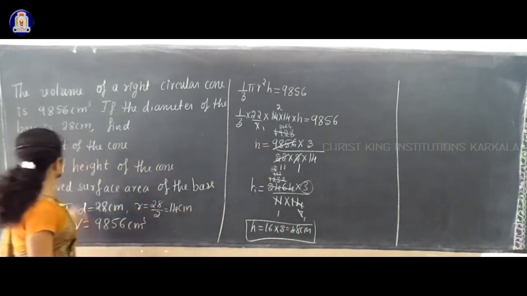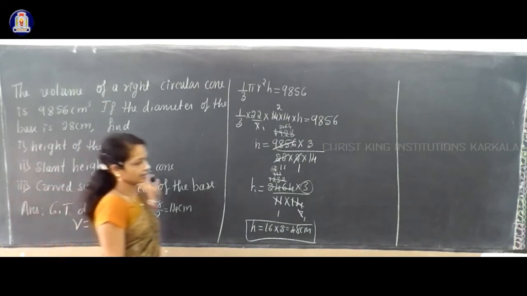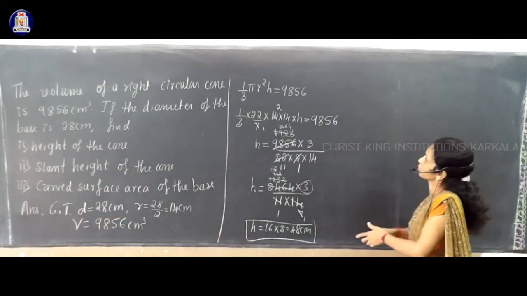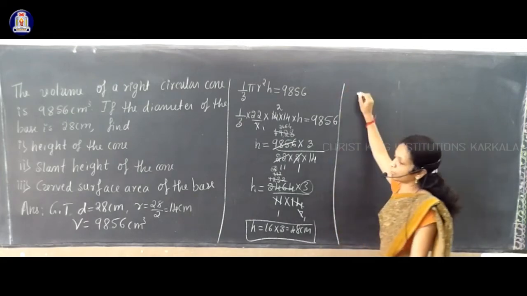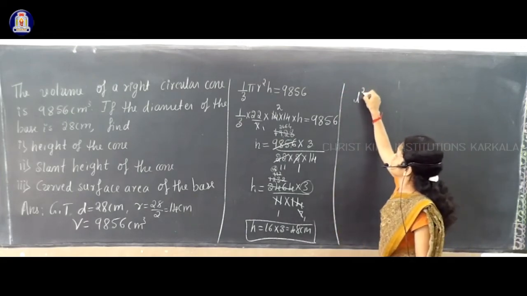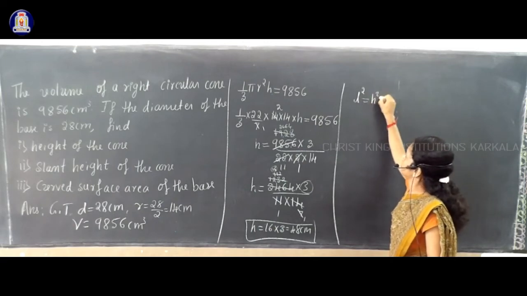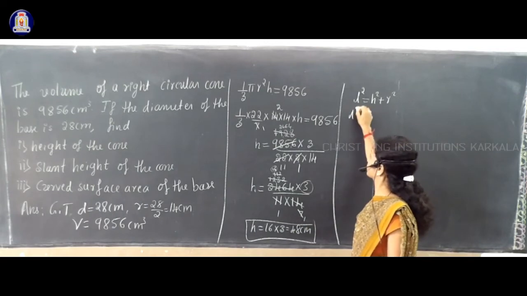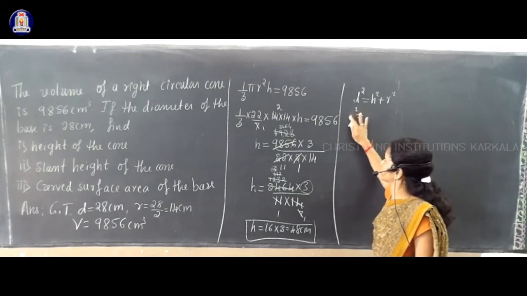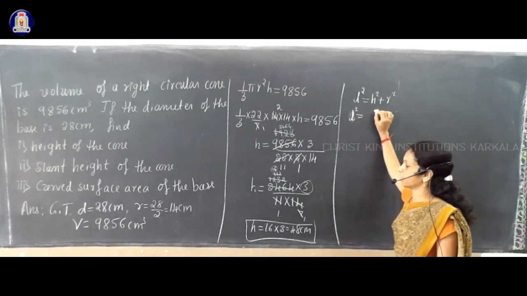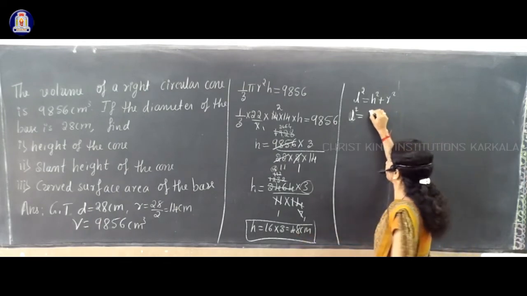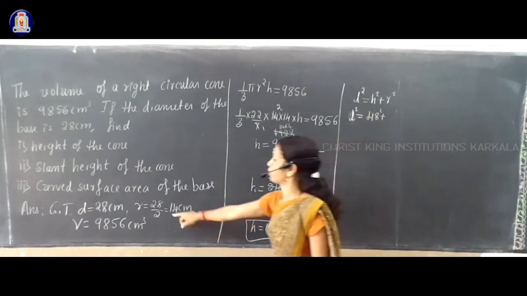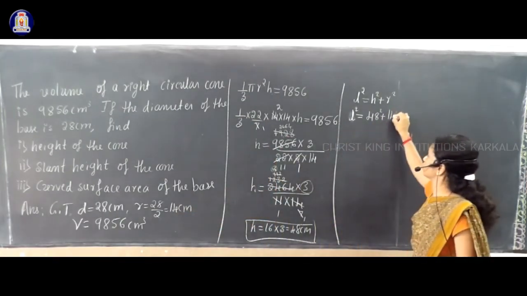Next we have to find the slant height of the cone. Slant height means you have to find L. Okay. So now L is equal to, how to find L? You have to use this relation: L square is equal to H square plus R square. And use the values which you know. L square I will keep as it is because we have to find L. And H square is 48 square plus R square. R is 14. So 14 square.